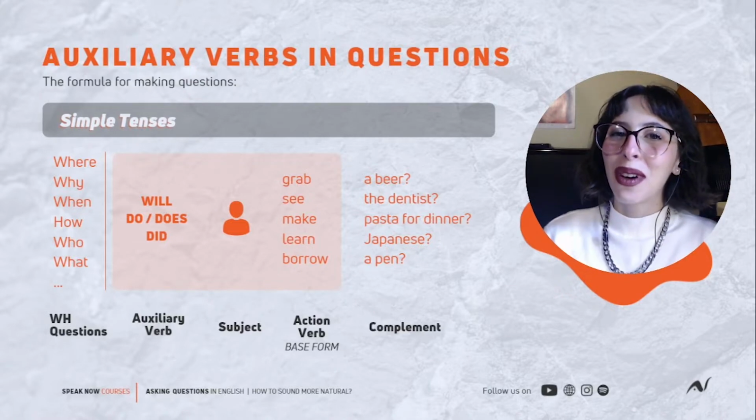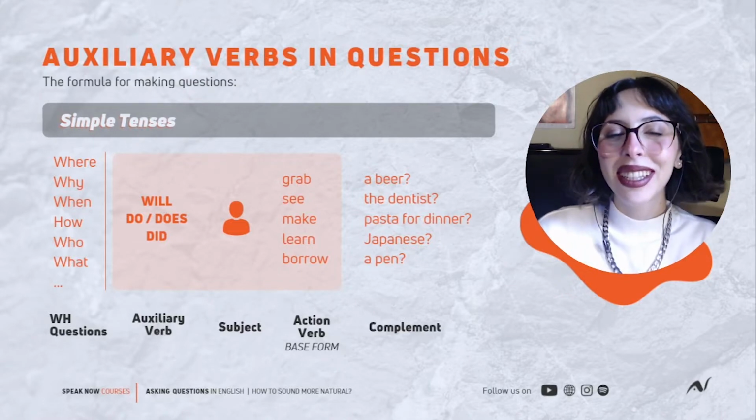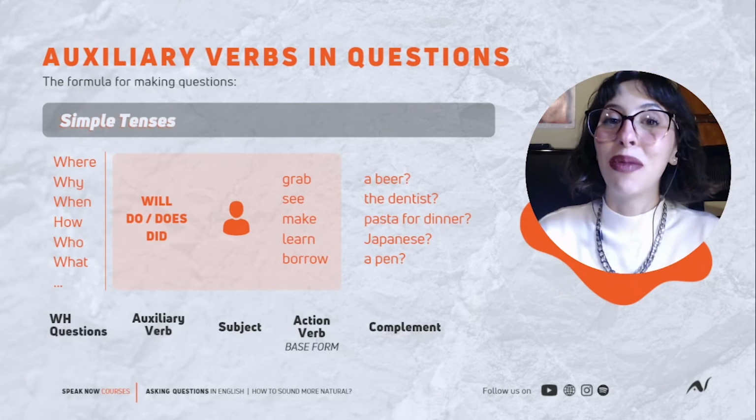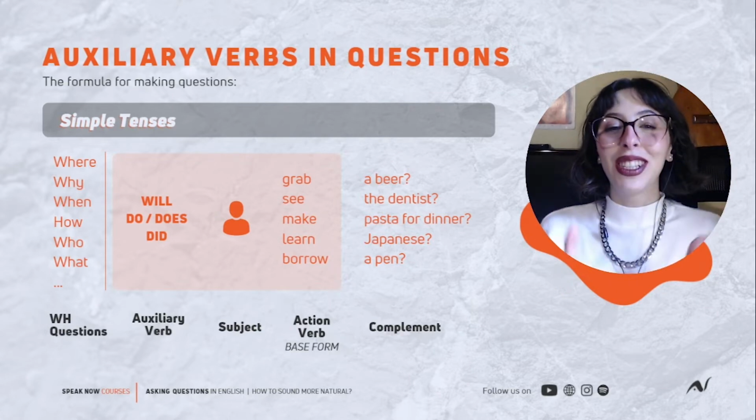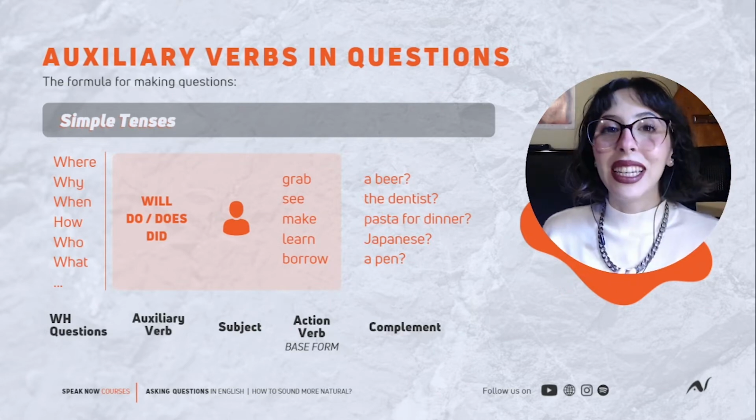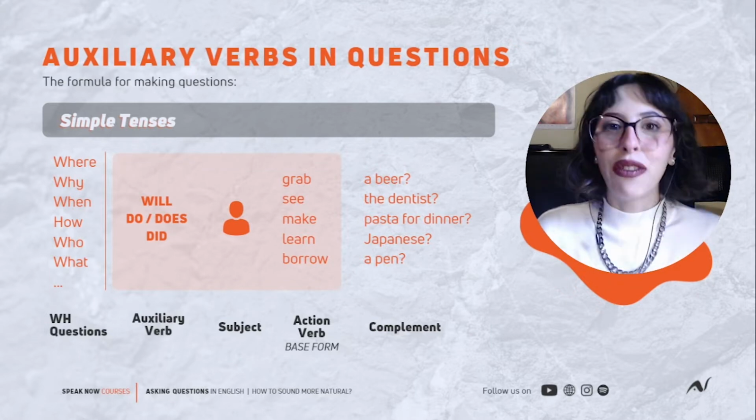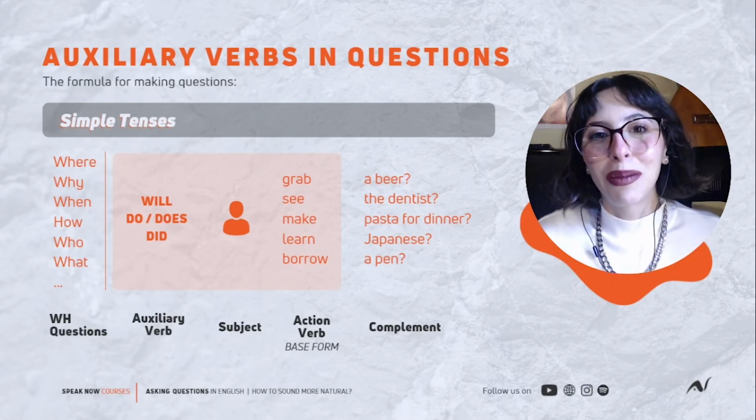And welcome to our lesson number 2 on asking questions in English, how to sound more natural. I'm Gabby, and today we're going over the function, the use of action and auxiliary verbs in questions.